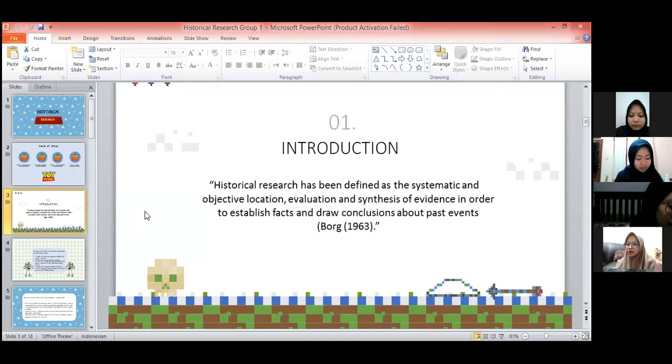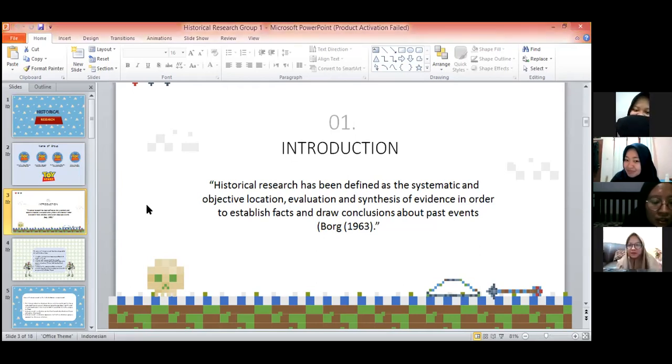According to Borg 1963, historical research has been defined as the systematic and objective location, evaluation, and synthesis of evidence in order to establish facts and draw conclusions about past events. In other words, historical studies are oriented to the past rather than to the present, and thus use different data collection methods from those used in other qualitative approaches.